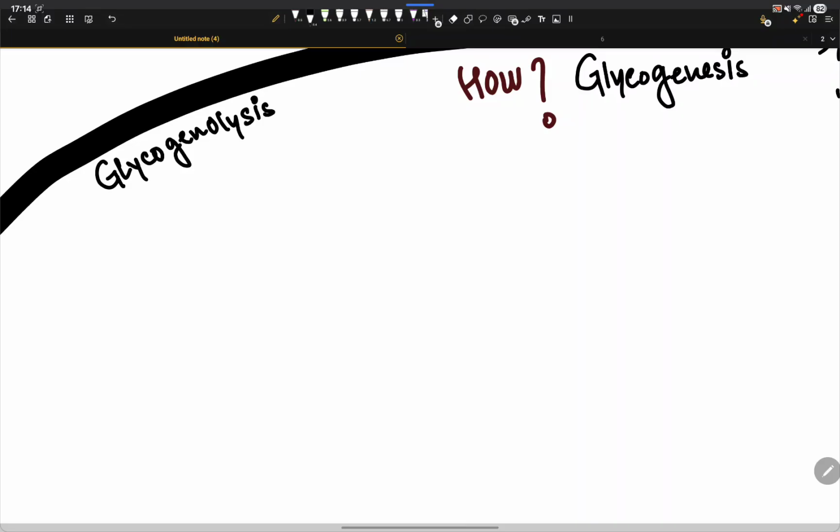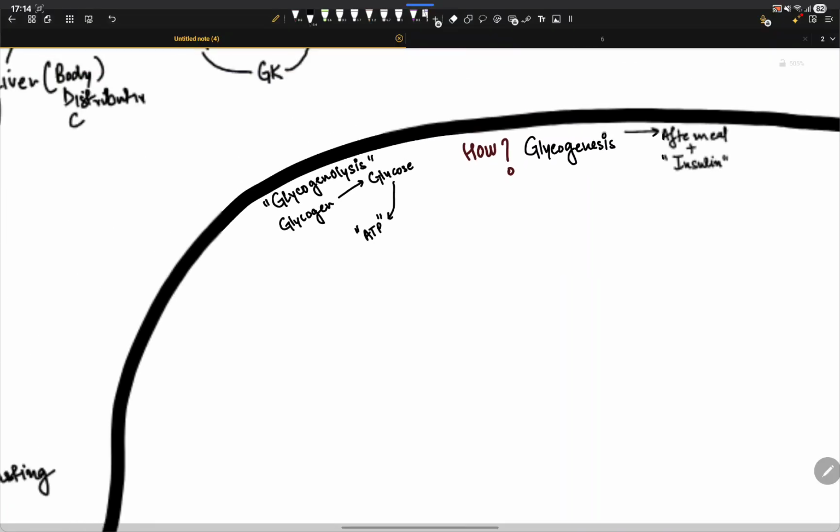Now, when should the glycogenolysis happen? Of course, when you're fasting, right? Or when you're exercising or stressed, right? That's when the rapid glucose availability is important, right? So it's simply when your glycogen breaks down to glucose, and then glycolysis can happen, and then we can get ATP. Okay, simple, right? Not so complex.